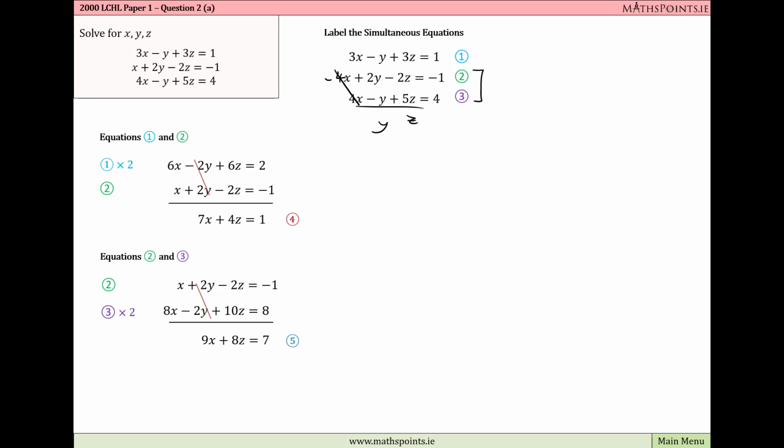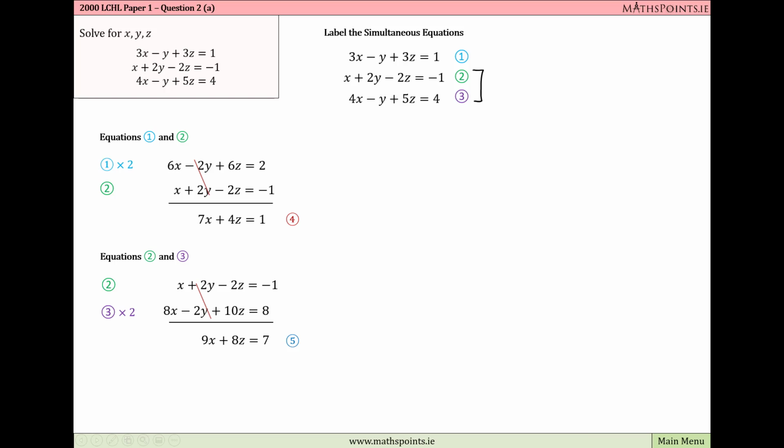And an equation with y's and z's can't be used in conjunction with an equation that has x's and z's. So that's why you have to be consistent, and whatever letter you decide to eliminate, you need to eliminate that same letter each time you do the simultaneous equations. So what I'm going to do now is take equations 4 and 5 and try to eliminate either the x's or the z's.